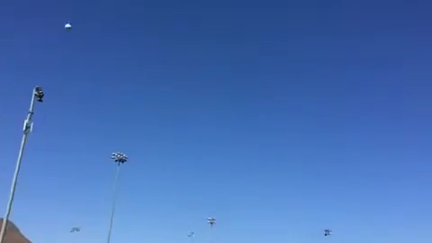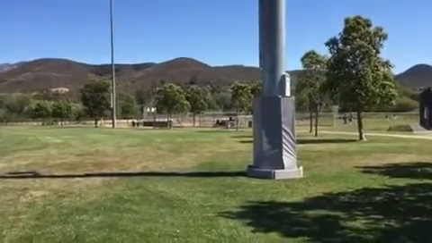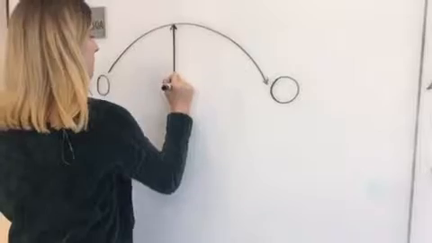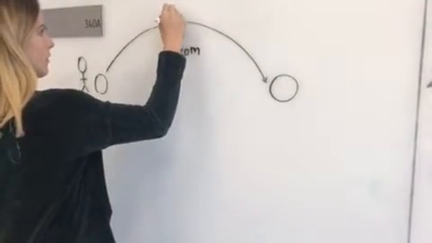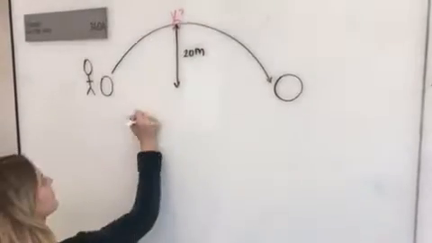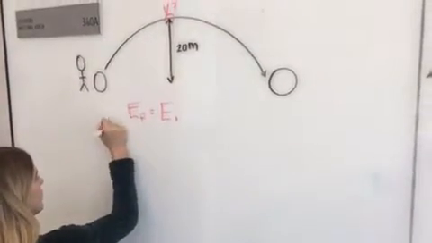Last, we wanted to find the speed of the ball at the top of its trajectory. First, we estimated that the highest point the ball reached was 20 meters above the ground. Knowing that energy is conserved, we were able to calculate the velocity at this height.